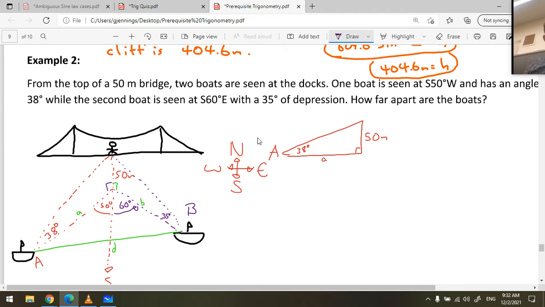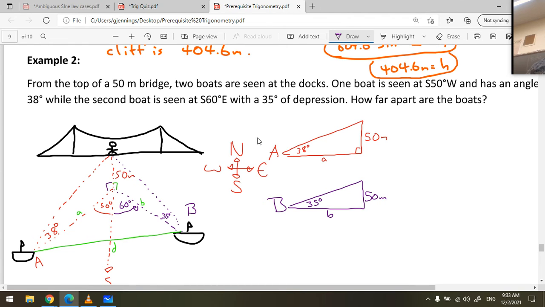This is boat B. So I'm going to have another triangle that I need to solve, which is triangle B. It has the same side over there, 50 meters. But this angle here is 35 degrees. And this is side B. So I want to solve for A and solve for B. And then I can use those together with Cosine Law. If I know that and I know that and I know this angle, then I can use that to find D using Cosine Law.